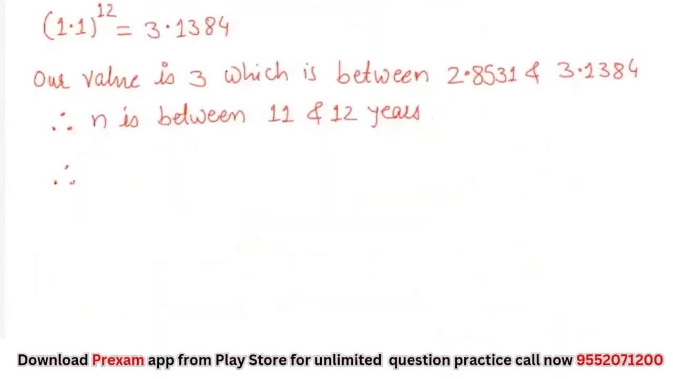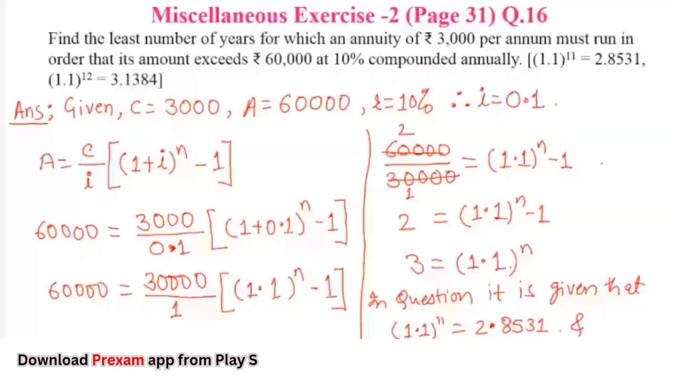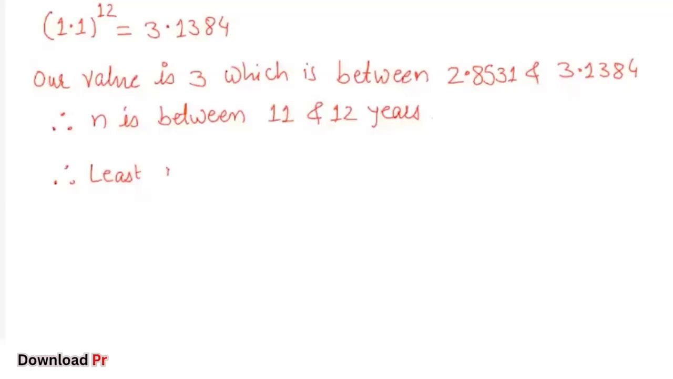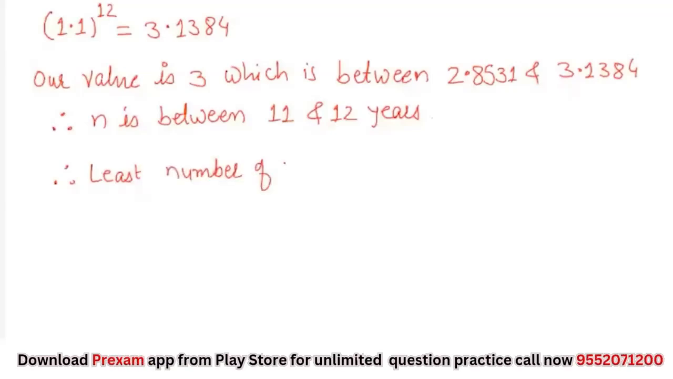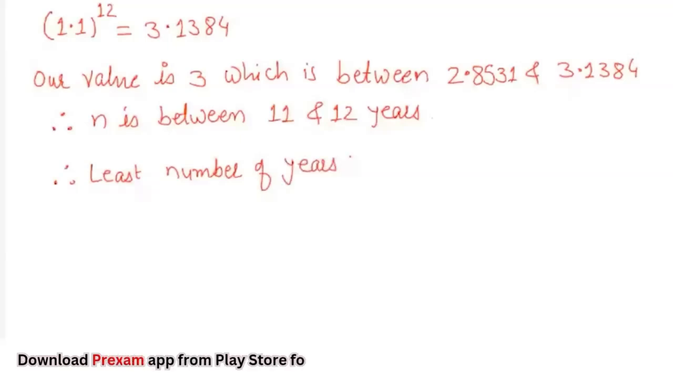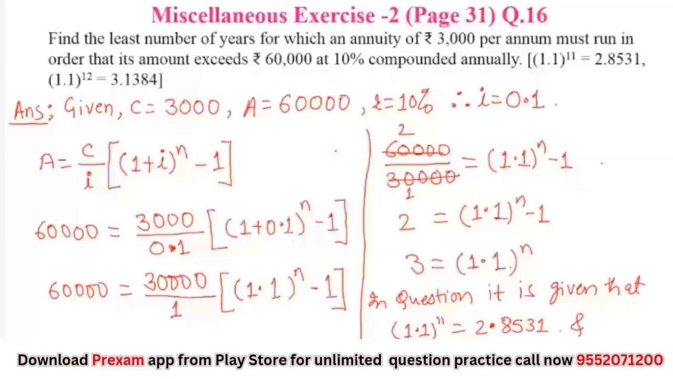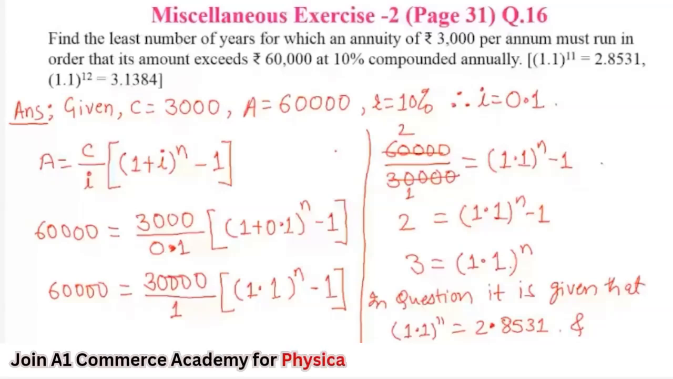Therefore, less number of years. Now they are asking you years. What will happen at year 11? At year 11 it will be 2.8531. In between it will be 3, but we want to cross that. So it is 12 years, and we want the answer in years.